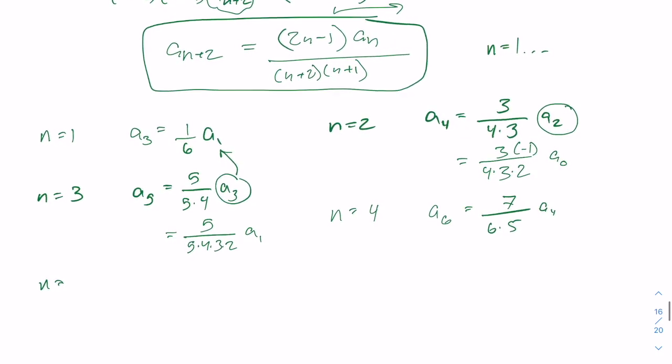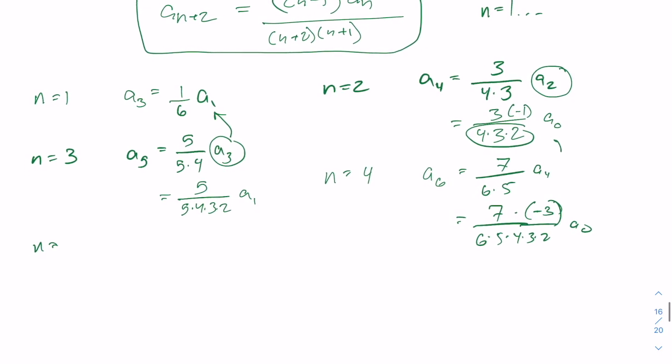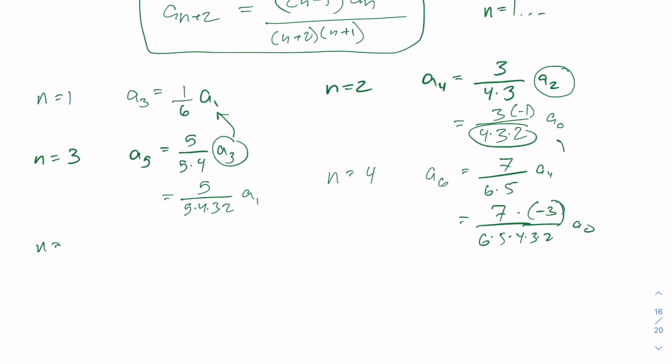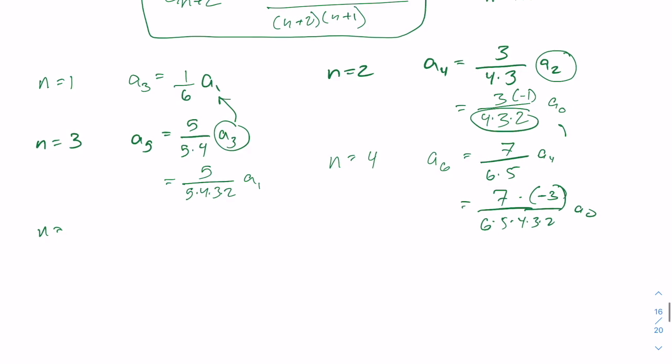And a_4 is this thing above, so that is 7, 6, 5, 4, 3, 2 times negative 3, a_0. Interesting. And so on and so on. It looks like we're headed for a pattern here. Let's just do one more. Well, maybe we'll just call it good there.